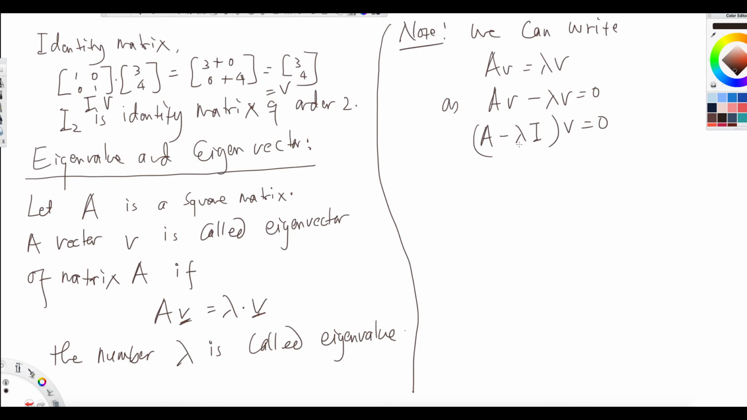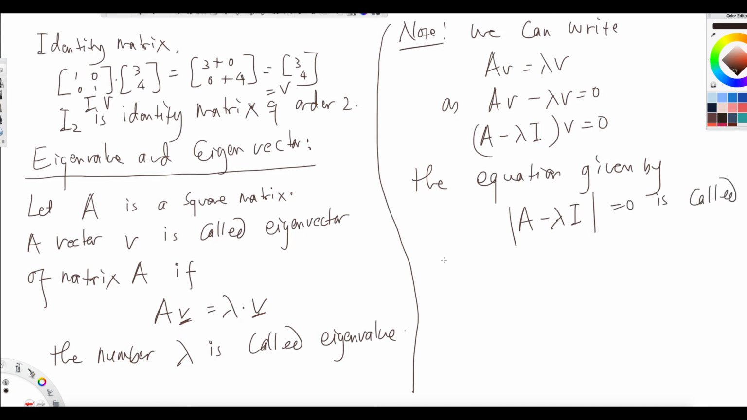So A minus lambda I times v equals to 0. The equation given by the determinant of A minus lambda I, whatever you get here, equals to 0 is called the characteristic equation. Okay, this is called the characteristic equation.